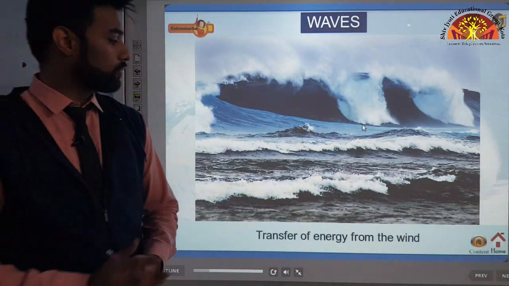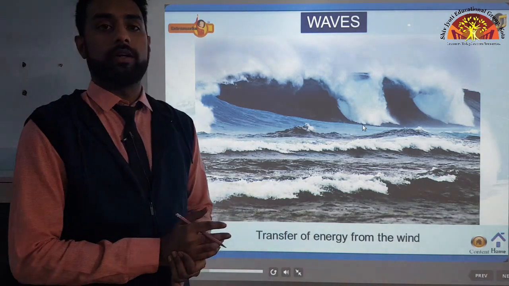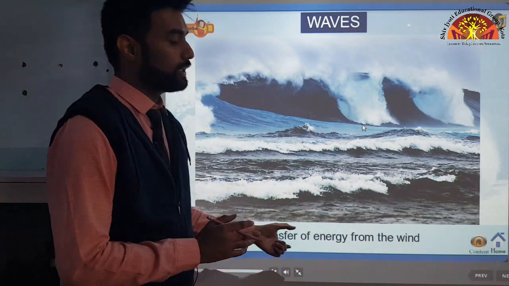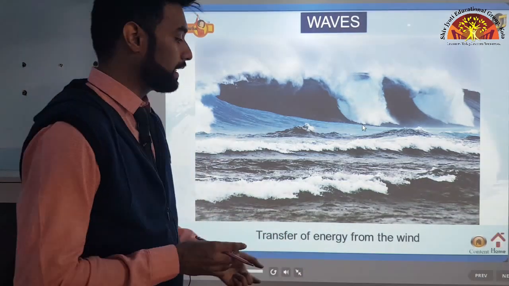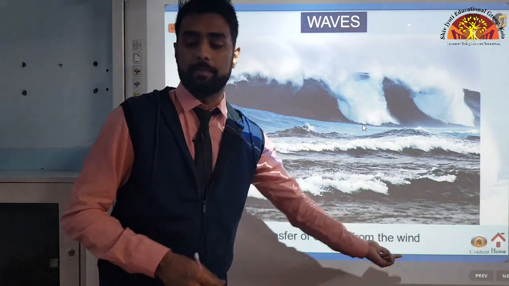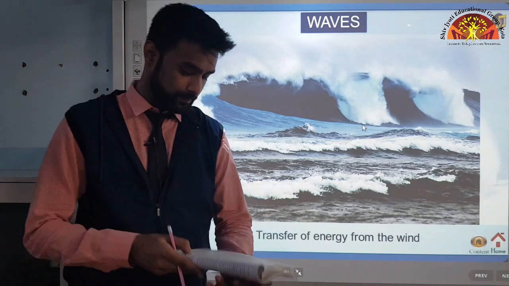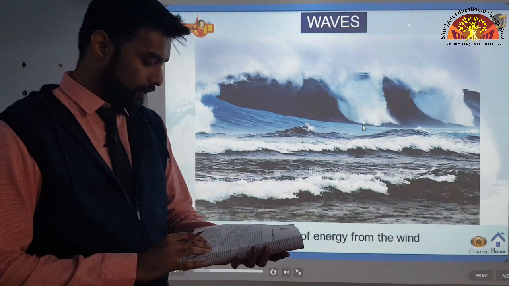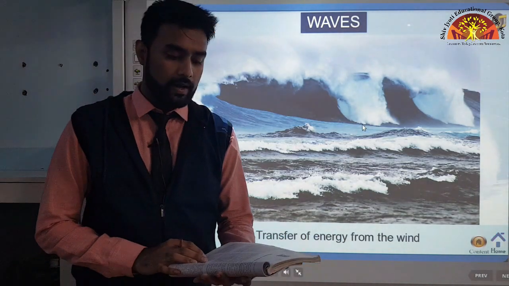Now, as I just told you, a wave is not actually the water which is flowing, it is the energy, okay? And from where is the energy derived? It is getting it from the wind. Now, when the depth of the water is less than half the wavelength, the wave breaks.